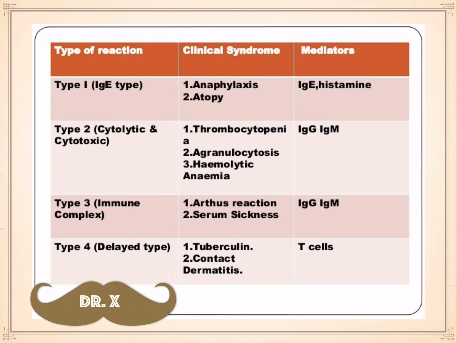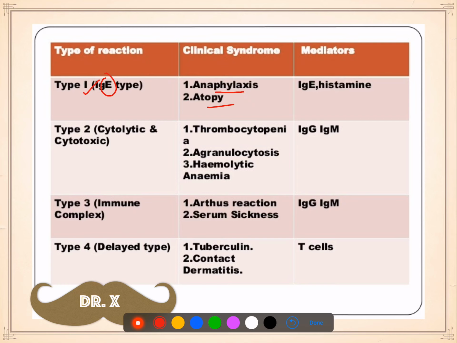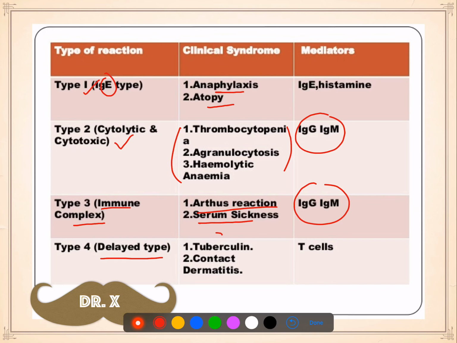I'm just going to give a rough idea. Type 1 is IgE mediated: anaphylaxis, atopy. Type 2 is cytotoxic or cytolytic mediated. These are the examples, which is mediated by IgG and IgM. And type 3 is immune complex mediated. These are the two favorite examples. Again, it's IgG and IgM. Type 4 is delayed hypersensitivity. These are the two favorite examples, and it is mediated by T cells.